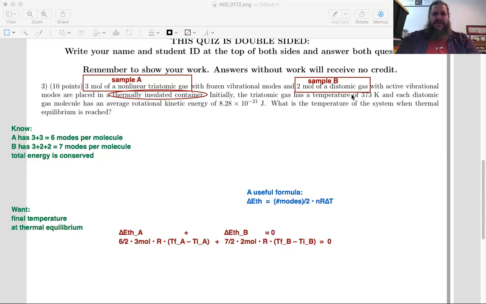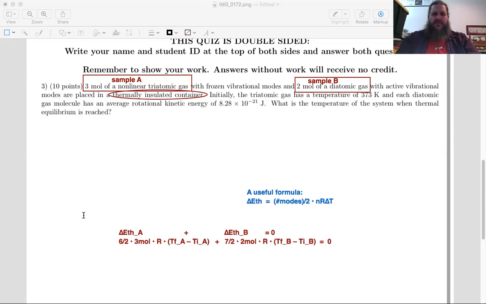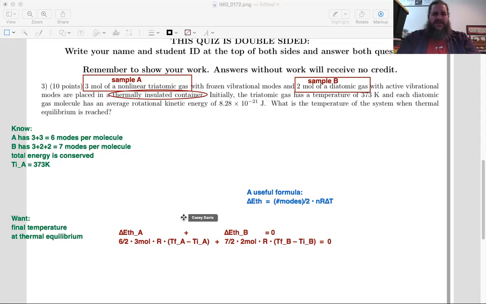Yeah, it tells us the initial temperature for sample A. And by the way, it's okay to fill in more of the known information as you go. Like if you're trying to work out how what you know is connected to what you want, and you realize there's another piece of information you need, but then you realize that information is provided, go ahead and fill it in the know list. We know, like I just filled in, total energy is conserved. We know, as you say, initial temperature for A is 373 Kelvin. That's provided right here. So we can fill that in. Initial temperature for A, 373 Kelvin. We can fill that in right now.